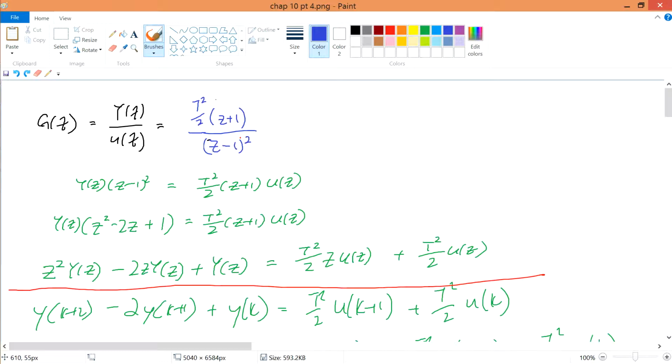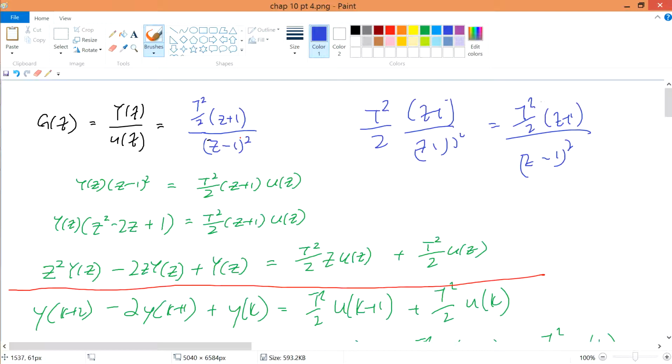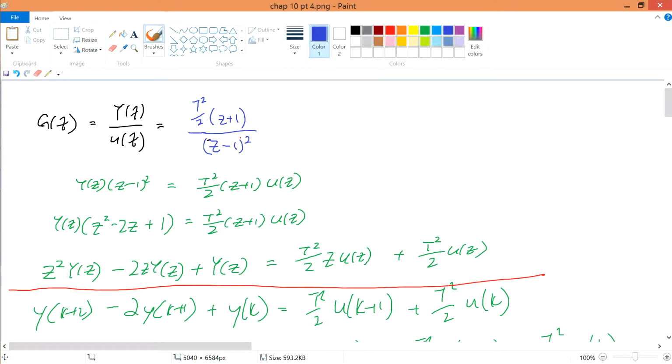The first thing over here is your transfer function. At first it was T squared over 2, (z plus 1) over (z minus 1) squared. Now I have to write this in terms of the numerator, so I can rewrite it as T squared over 2 times (z plus 1) over (z minus 1) squared. I want to write the constant as part of the numerator because it is good practice in terms of state space, because eventually you'll derive the answer.